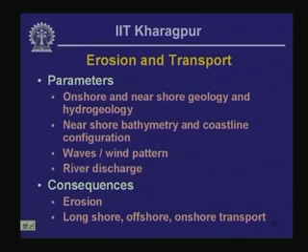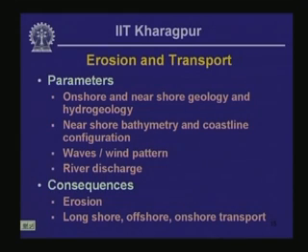Erosion and transport is the consequence of these shoreline processes. One of the major consequences of these shoreline processes is erosion and transport. This is over and above the loss of life and property that is caused by the action of the waves themselves. And as engineering geologists, we are mostly linked with the mitigation of the hazards associated with erosion and transport due to all the different shoreline processes that we listed a few minutes back.